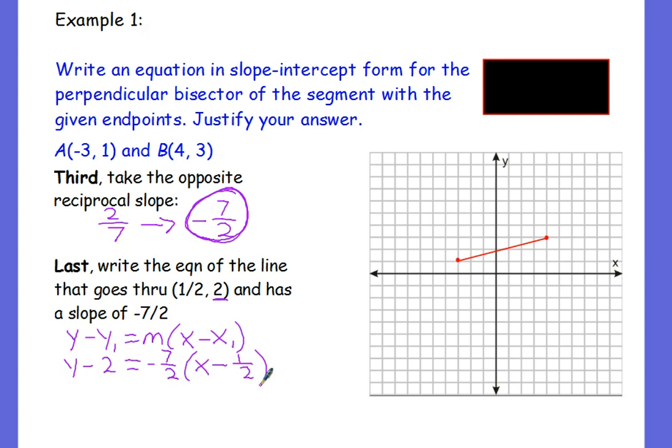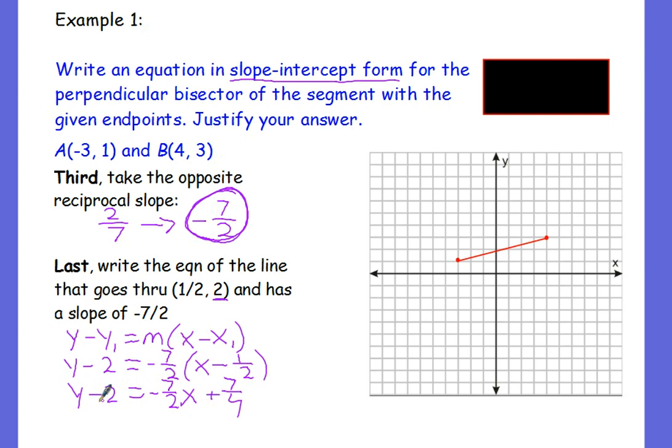Okay, we're almost done. It says write an equation in slope-intercept form, so we need to turn this into y equals mx plus b. So we do that in 2 steps. We distribute this first of all. So distribute that fraction, we'd get negative 7 over 2x, and then negative 7 over 2 times negative 1/2 would be positive 7 over 4, right? Multiply the numerators, multiply denominators.